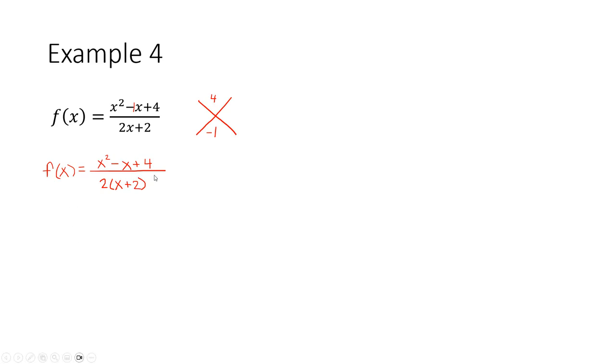Okay, and then I can start to look for my features. So in this case, there's not a hole because there's no factors that will cancel out. So no hole, I can start to then look for a vertical asymptote. And my vertical asymptote is where the denominator equals 0.